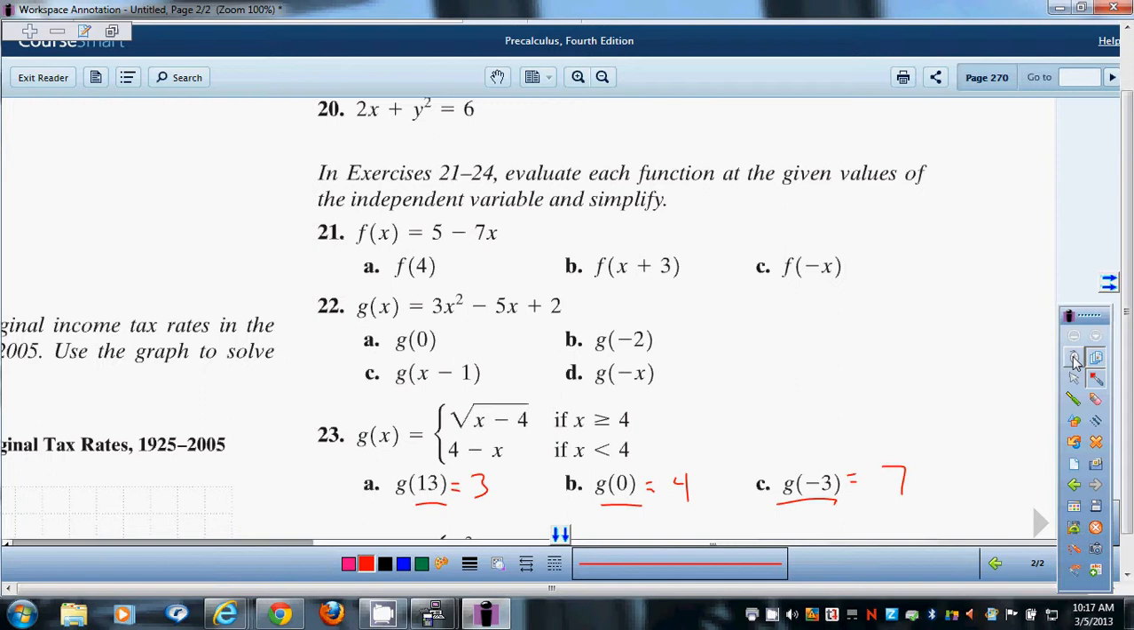Do some diligent writing, so I will leave this on the board. 21 and 22 aren't even piecewise, so this should be even easier. You just literally plug whatever's in the parentheses in straight for x. So like on part C of 22, that'd be 3 times (x − 1)² − 5 times (x − 1) + 2. And all you'd have to do is a bunch of simplification. Just don't forget to FOIL your binomials. Questions?